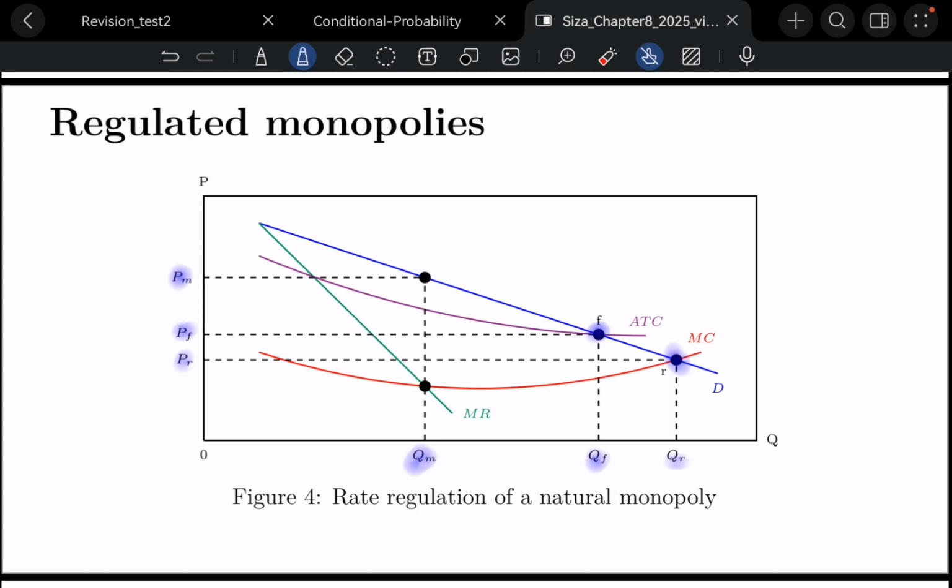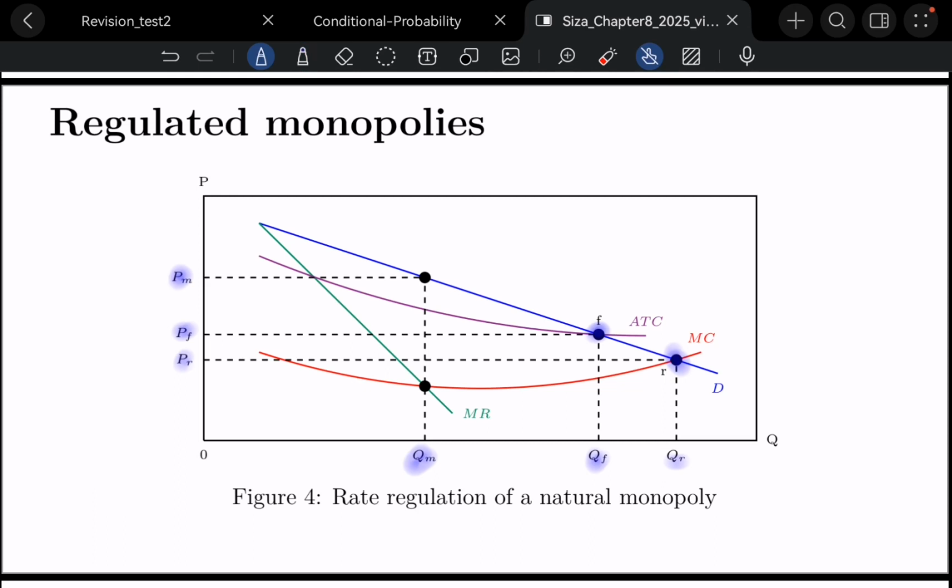So regulators need to actually balance the welfare gains, and by welfare gains we mean the size of the consumer surplus, right? We have to have a trade-off between the size of the consumer surplus and the risk of jeopardizing the business, or the risk of ending up with a monopoly that is in a loss. So that's the idea behind our regulated monopolies, and just some terms for you.